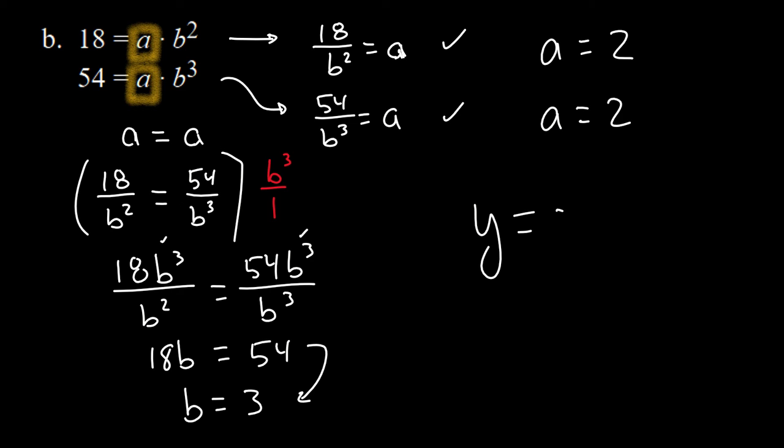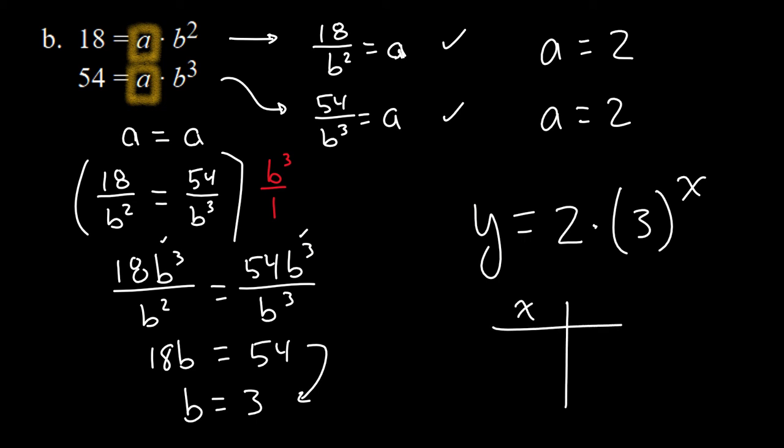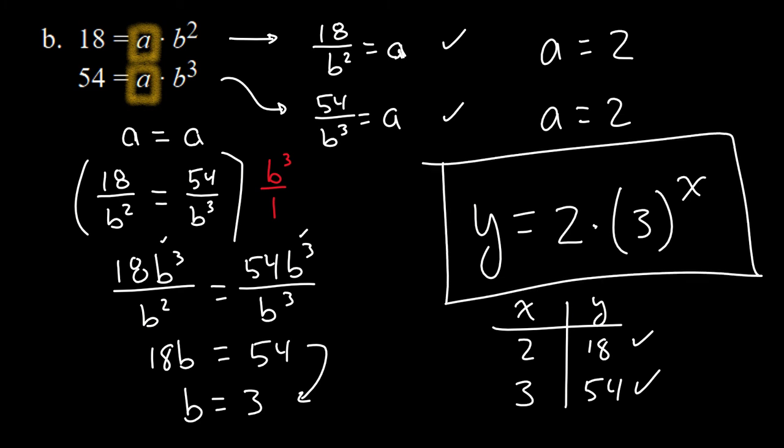The equation is y equals a, my 0th term, times b, which is 3, raised to the x power. Again, I know that this has to satisfy two equations, right? So I've got x, I've got y. When x is 2, I better get 18. 3 squared is 9, doubled is 18, so it checks. And when x is 3, I better get 54. 3 times 3 times 3 is 27, and 27 times 2 is 54. So just a nice way to check that confirms that yes, this is indeed an equation of the form y equals a times b to the x that goes through both of those points.